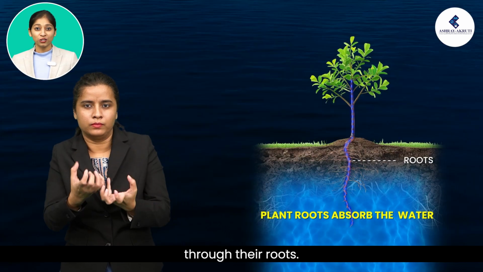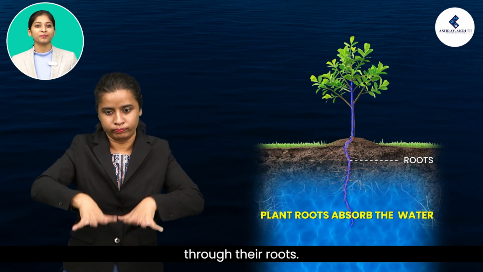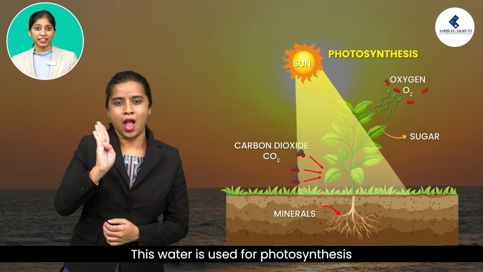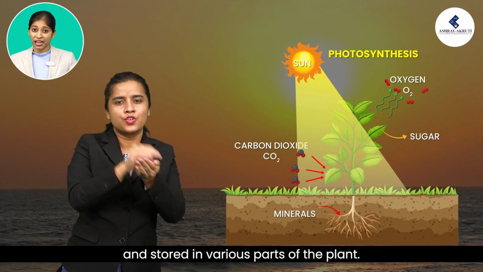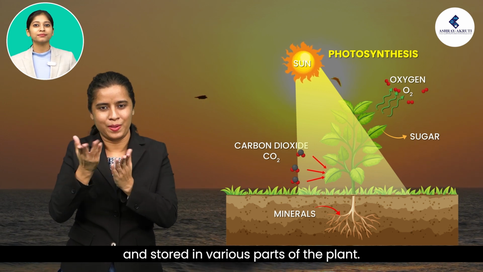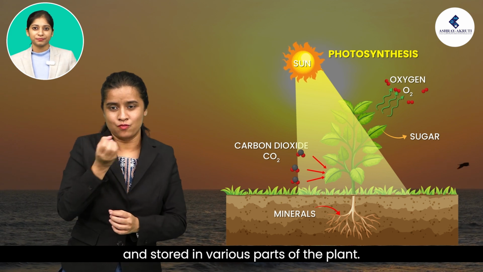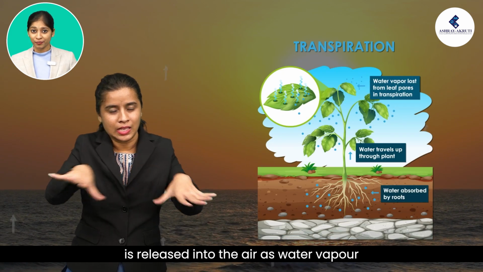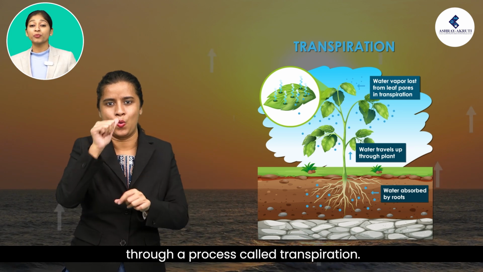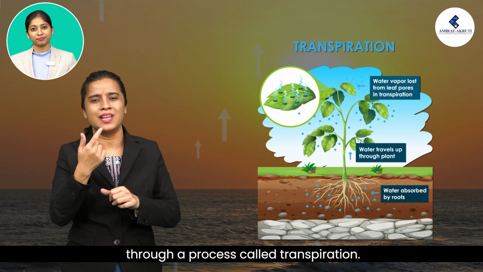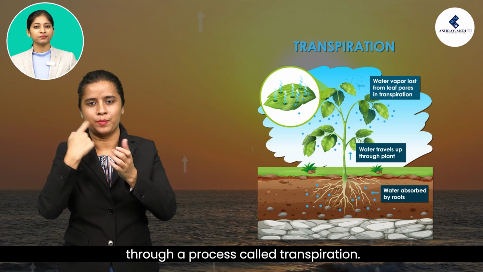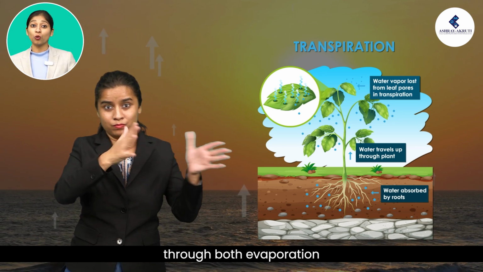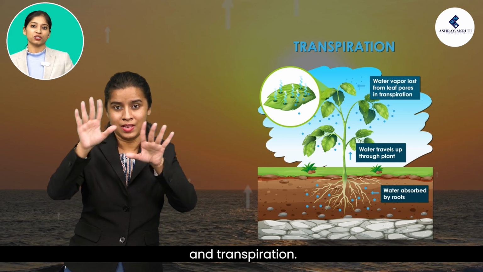Plants absorb water through their roots. This water is used for photosynthesis and stored in various parts of the plant. The remaining water is released into the air as water vapor through a process called transpiration. Water vapor enters the atmosphere through both evaporation and transpiration.